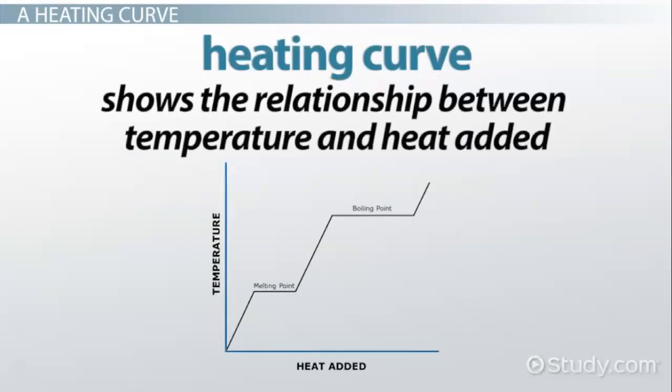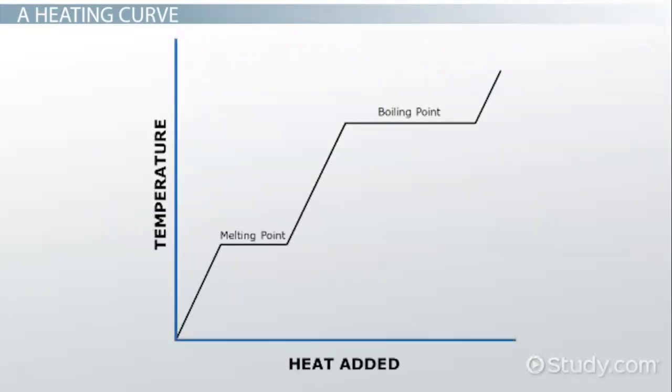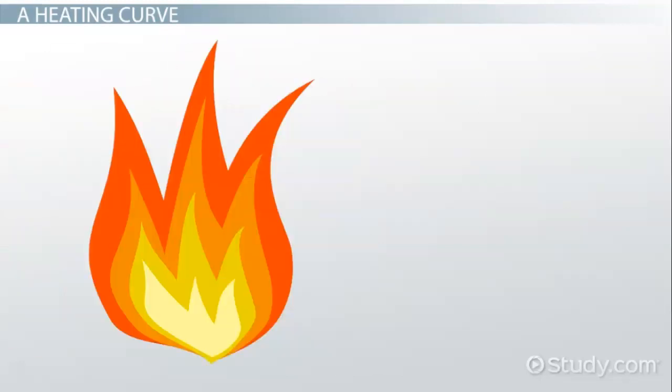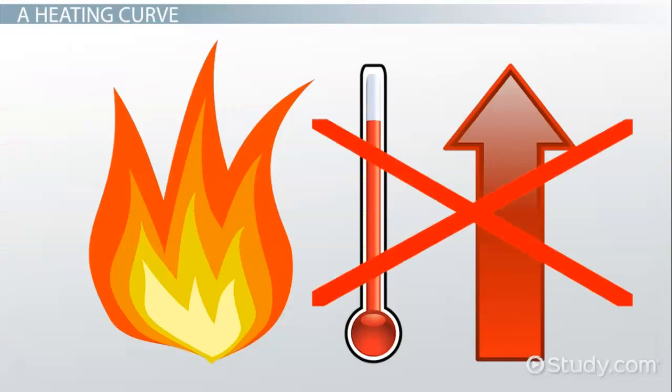A heating curve shows the relationship between temperature and heat added. You can see in the diagram on your screen that the temperature of a substance goes up as more heat is added to it. You'll also notice that there are large portions of the graph that are horizontal lines. Here, heat is being added, but temperature isn't increasing.